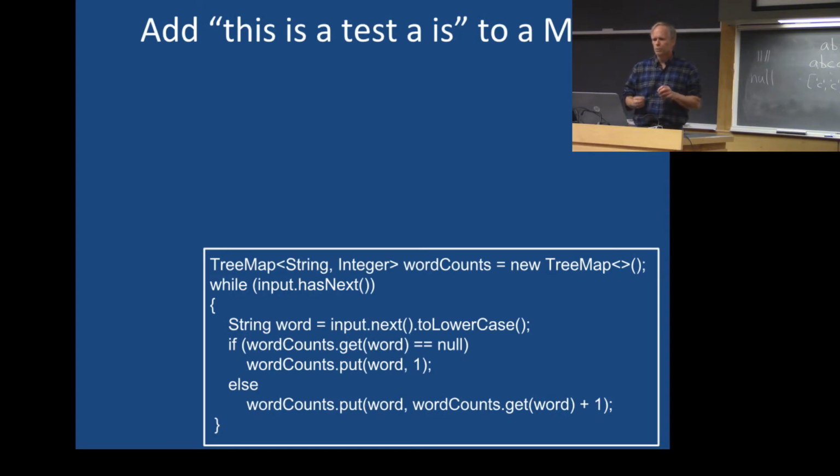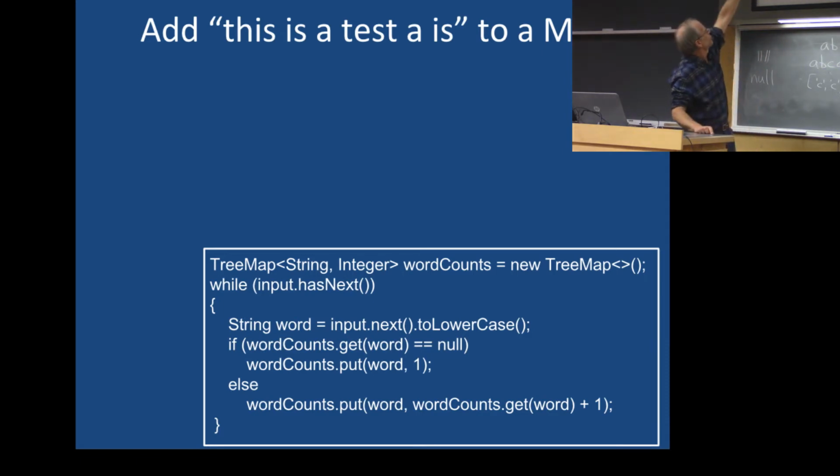Now, here's another one we looked at. Let's see what's different. This one is creating a tree map that maps from strings to integers. The key is a string, which will be a word, and the value is an integer. The idea is that after this runs, it will create a map that maps every word that occurs in the input to the number of times it occurs.